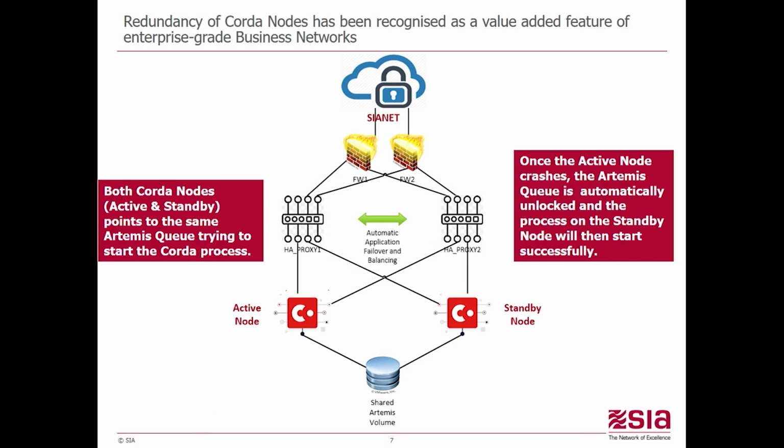Here you have another detailed view of the high availability of Corda, from the Corda perspective. All the Corda nodes, active and standby, share the same message queue. So in case of any failure, the standby node is already up and running, with all the transactions and the flows ready to go. So we have zero loss of data and zero loss of services here.